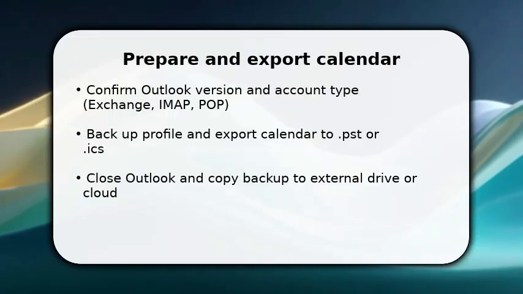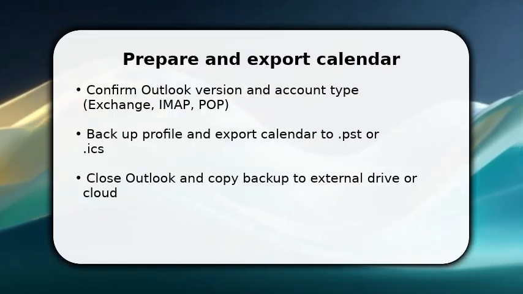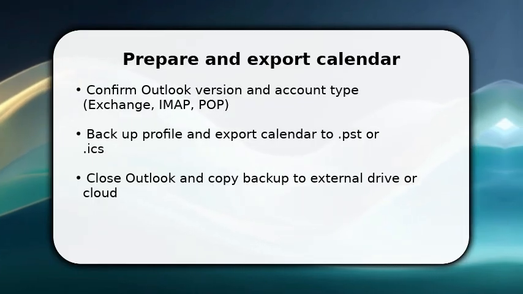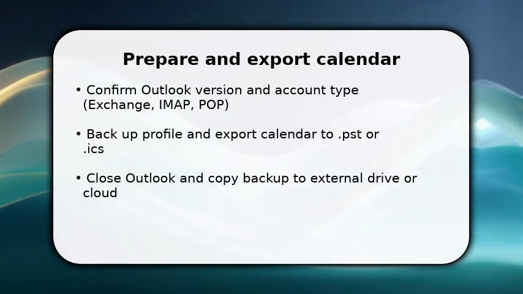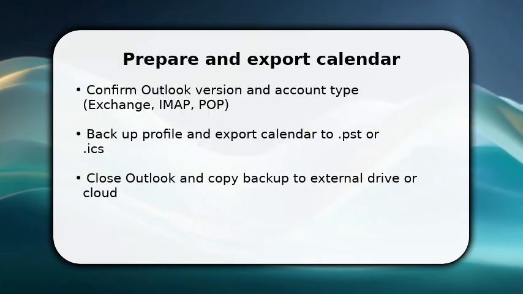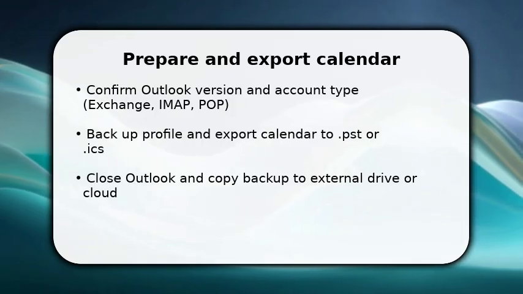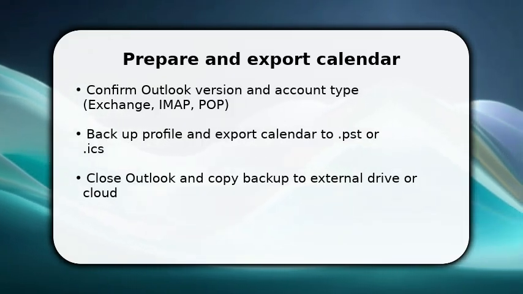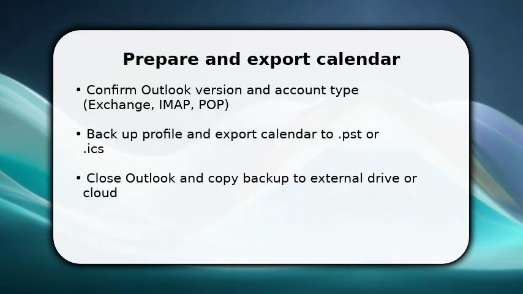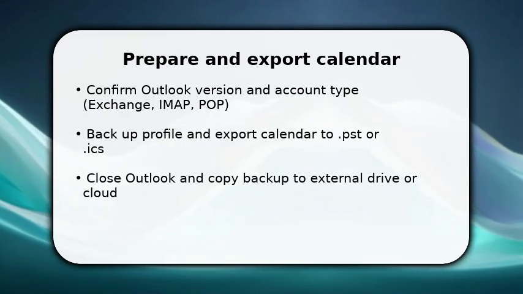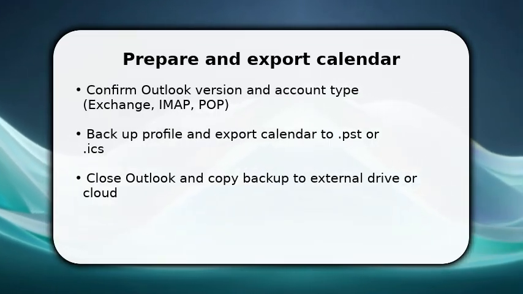You start by confirming the Outlook version and whether your account is Exchange versus IMAP or POP, because that changes the transfer method. Once done, open File, Open and export the calendar to a PST or ICS file. Choose the calendar folder only. Make sure Outlook is closed before copying the file, then copy the backup to an external drive or secure cloud storage so you can access it on the new computer.